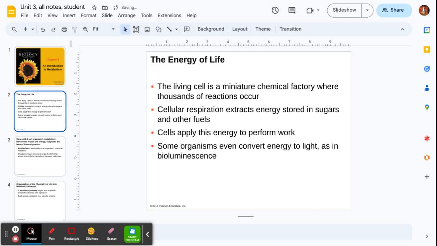The living cell is a miniature chemical factory. It has lots and lots of reactions that are going on all of the time. That's why we did chemistry in the first unit. Those chemical reactions are going to do one of two things. They're either going to take in energy or they're going to release energy. And that energy is then going to be used to do what the organism needs.